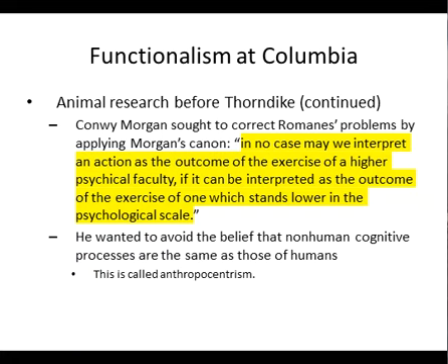So in no case may we interpret an action as an outcome of the exercise of a higher physical faculty if it can be interpreted as the outcome of the exercise of one which stands lower in the psychological scale. What it basically means is this. When we see some sort of behavior an animal may do, we don't want to attribute it automatically to a higher mental state. We attribute it to the lowest mental state possible. So we try to avoid putting human qualities into animal behavior. He wanted to avoid the belief that non-human cognitive processes are the same as those of humans.